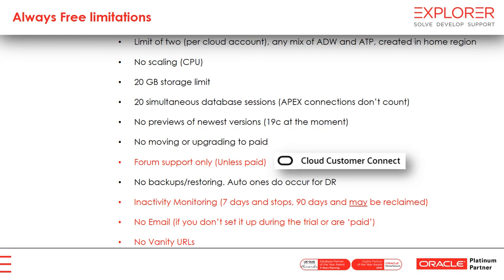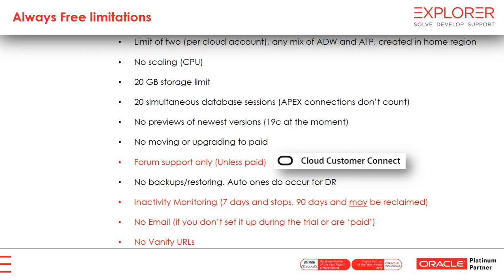There is an activity monitor, inactivity monitor really, where after 7 days of inactivity they will potentially shut down, and after 90 days they may be reclaimed. They don't advertise it, but if you don't follow the advice I'll give shortly about setting up email during the trial, then you won't be able to send emails either unless you convert to a paid account.